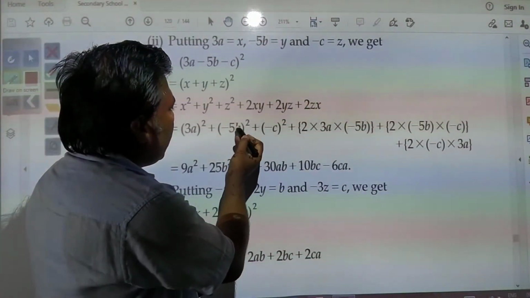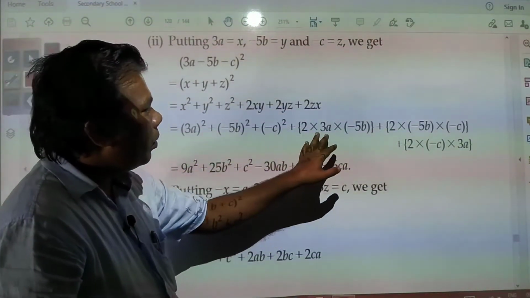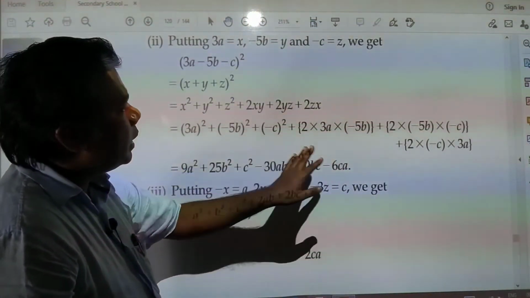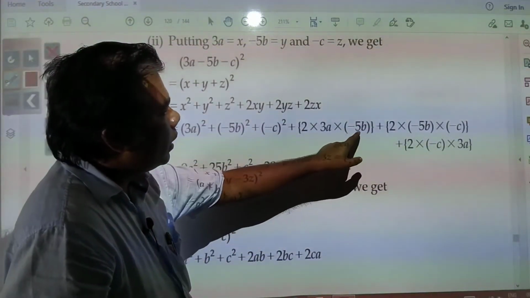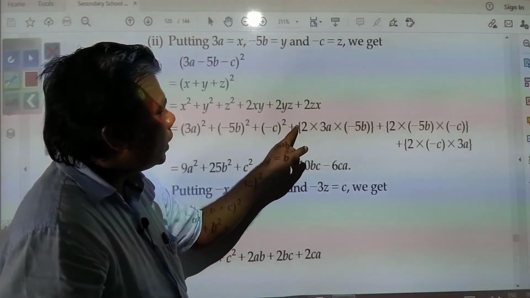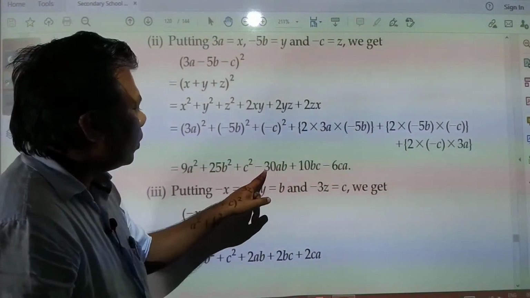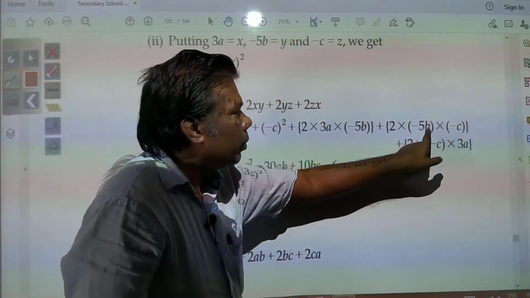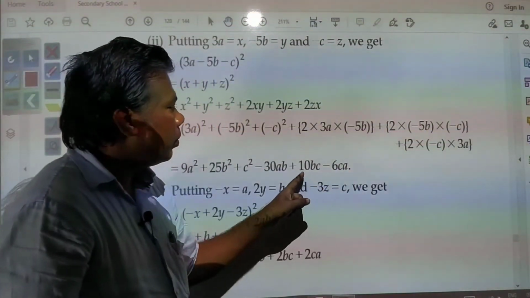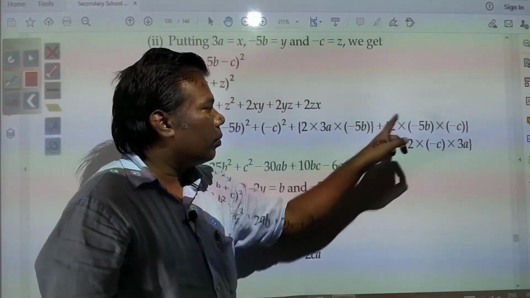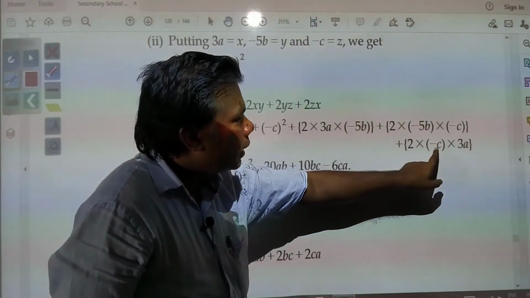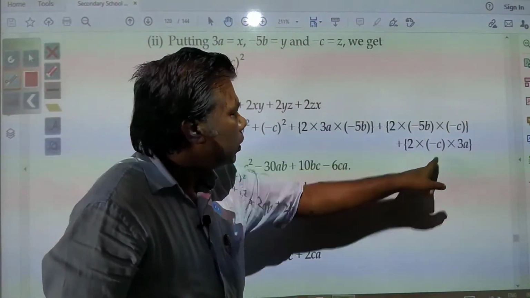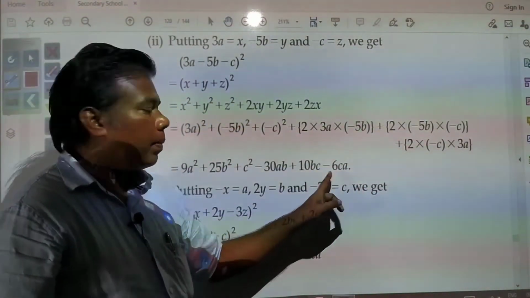This c square will be positive, but wherever b and c are there, you need to see. Here you have b, so this whole term will be negative. You have got minus 3ab. Here you see 2 times negative will become positive, so 10bc you have got over here, but here you have 1 time negative, so this will be negative 6a.